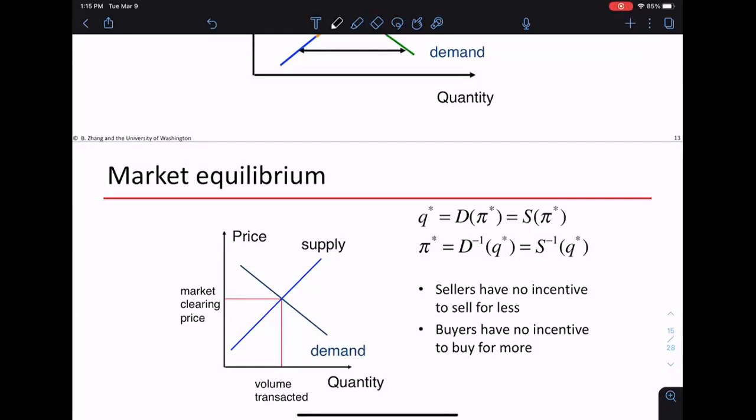Right, so it says we have no incentive to move. It doesn't say anything about the optimality of this equilibrium. As a market operator, why would you operate at this equilibrium, right?